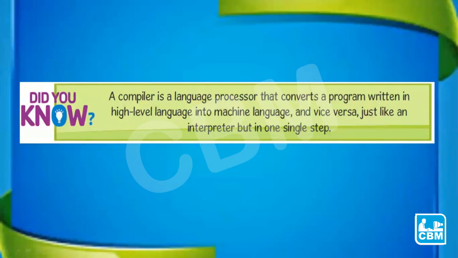A compiler in Python is a language processor that converts a program written in high-level language into machine language and vice versa. A compiler is just like an interpreter in Python, just that the compiler does the compilation in one single step.